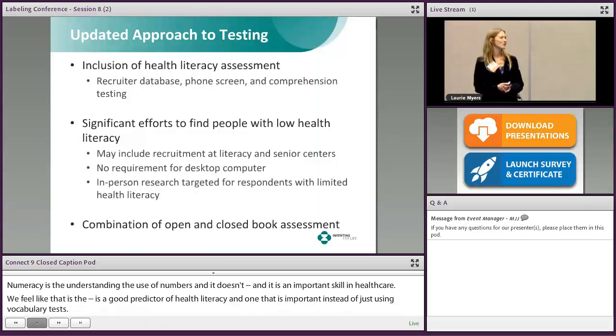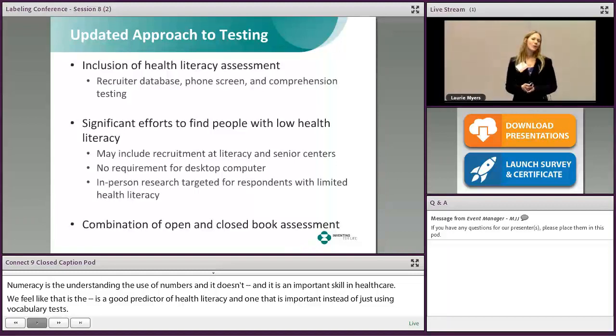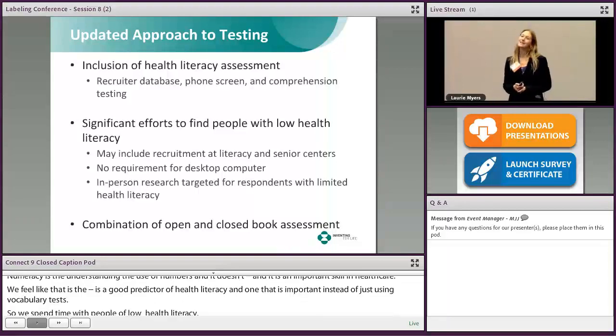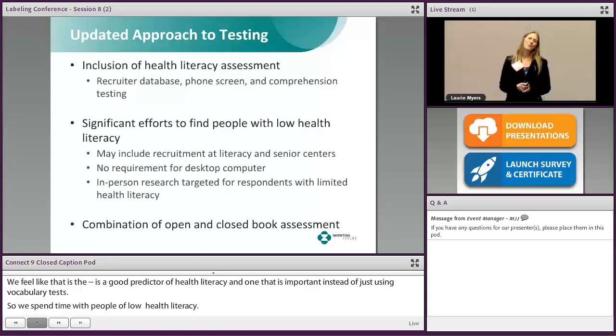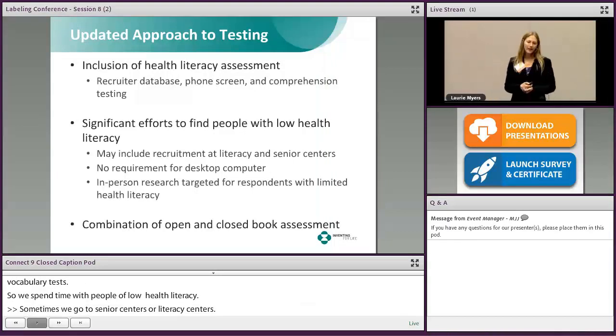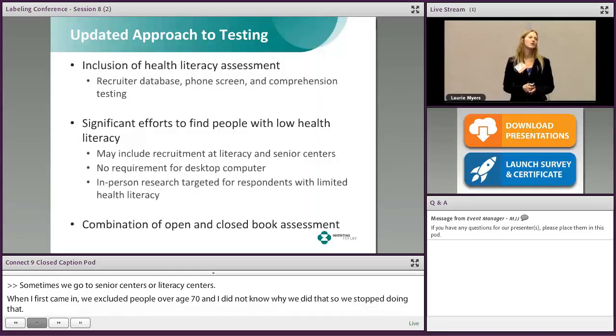So again, we really spend time to find people with low health literacy. So we actually sometimes have to go to literacy centers or to senior centers. When I first came into this role, we excluded people over age 70, and I couldn't quite get an answer of why we did that, so we stopped doing that. One of our products that actually never got filed, but we actually had 2/3 of the people in the comprehension testing were over age 65. That's a pretty big deal.